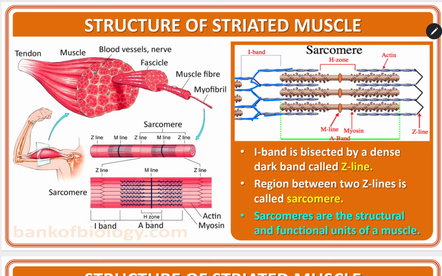Region between the two Z lines is called a sarcomere. It is a Z line, again a Z line, and this is called sarcomere. Remember, sarcomeres are the structural and functional units of muscles.